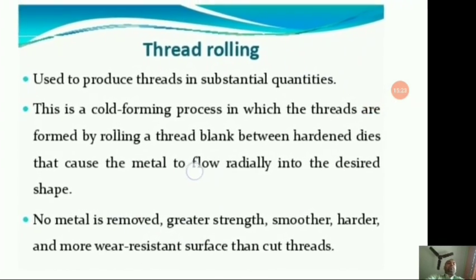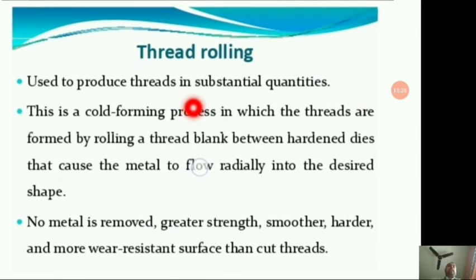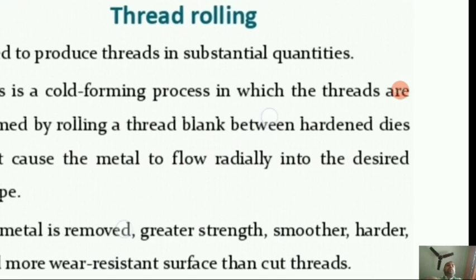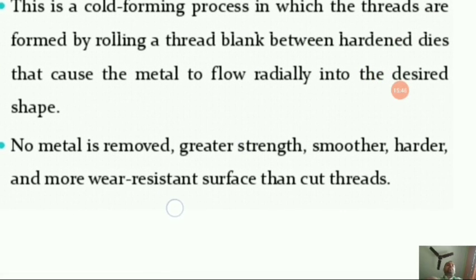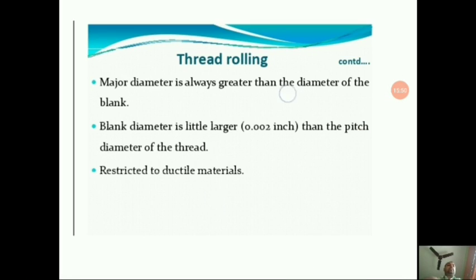Now thread rolling, it is also one of the most versatile and most widely used processes for making threads. Okay, so it is used to produce threads in substantial quantities. This is a cold forming process in which the threads are formed by rolling a thread blank between hardened dies that cause the metal to flow radially into the desired shape. No metal is removed. Greater strength, smoother, harder, and more wear resistant surface than cut threads.